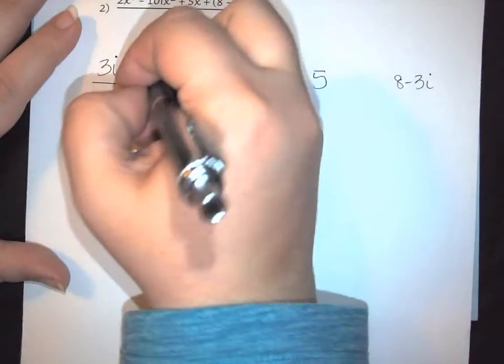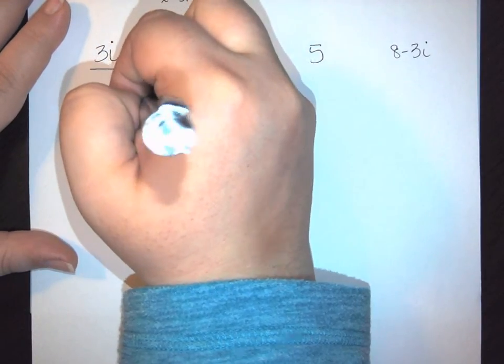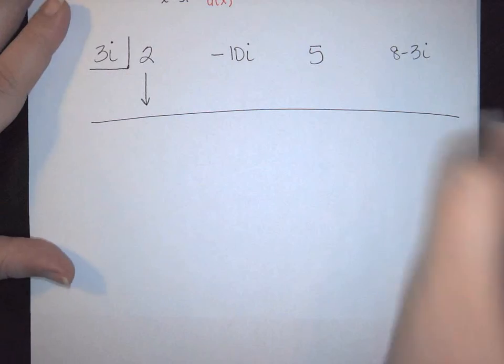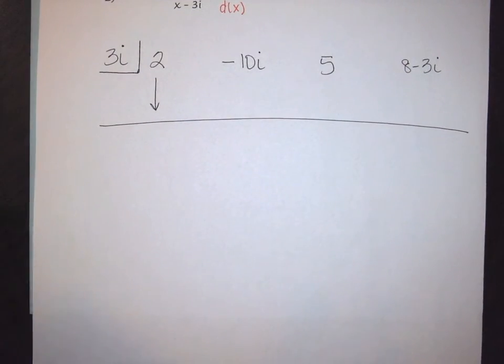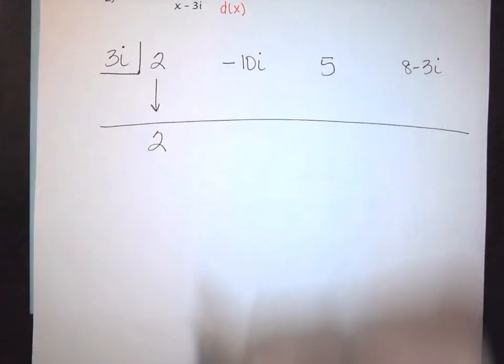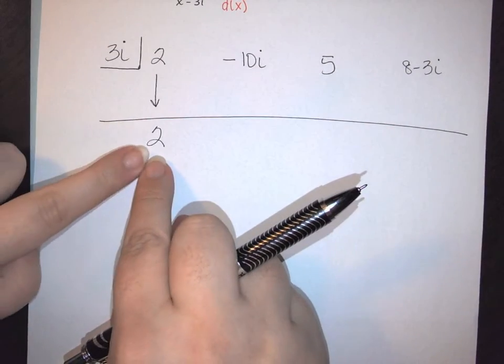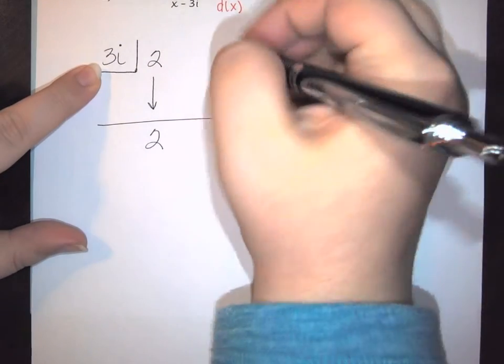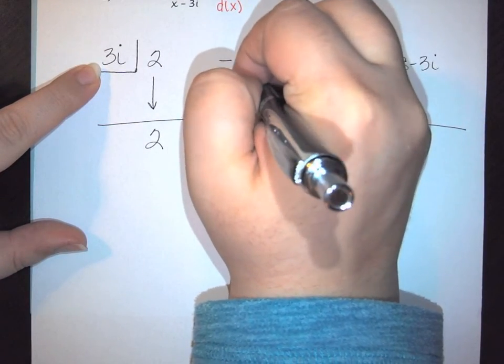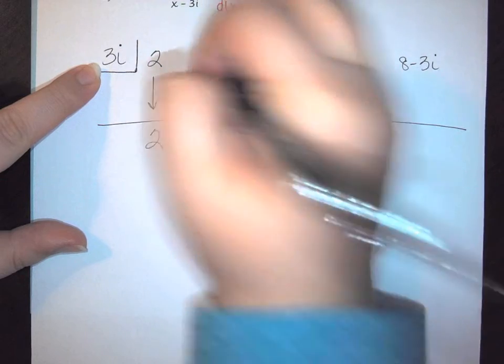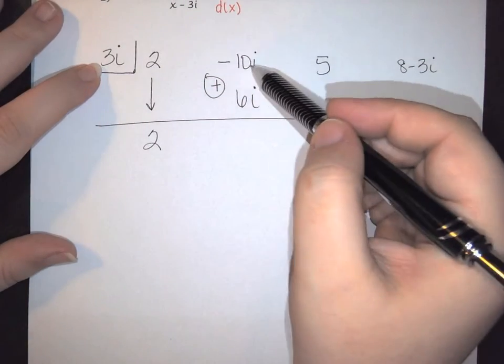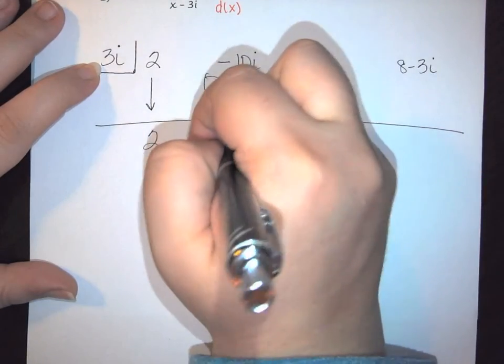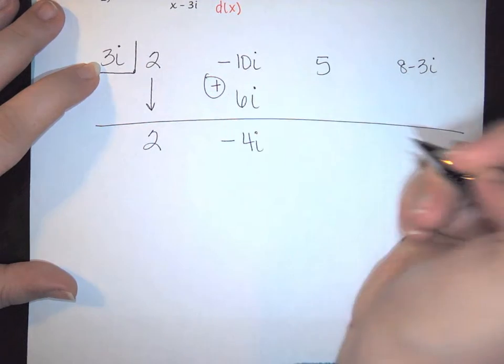Alright, so we're going to go ahead and set it up. Here we're going to draw this straight down. And now we're going to go ahead and do it. So we drop the 2 down. Just like before, we're going to take 2 times the 3i. That's going to give us 6i. We are going to do vertical addition. Negative 10i plus 6i gives you a negative 4i.